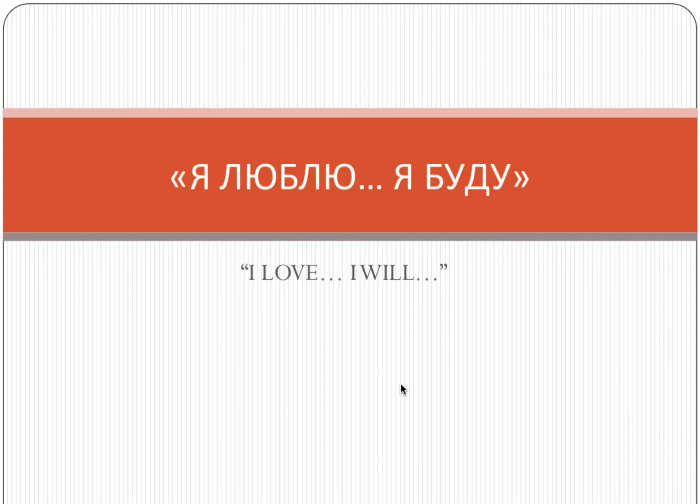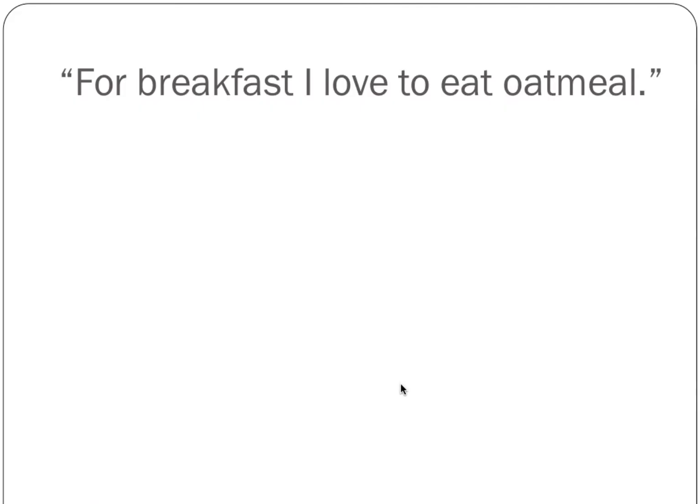So it has to do with the structures of I love, I will, do something. So we'll translate a couple of sentences and see how that works and what sometimes causes mistakes. So let's say I want to say in Russian, for breakfast, I love to eat oatmeal. So we'll start translating one section at a time.